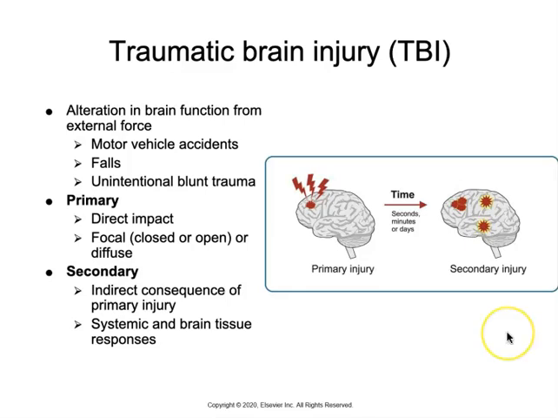When we have a diffuse TBI, that's when we have widespread damage across multiple brain areas rather than being in one specific region. So this typically happens when we have an acceleration-deceleration force, which is going to cause a shearing or a stretching of the neurons. An example of this that may be pretty easy to think of is a high-speed car crash, right?